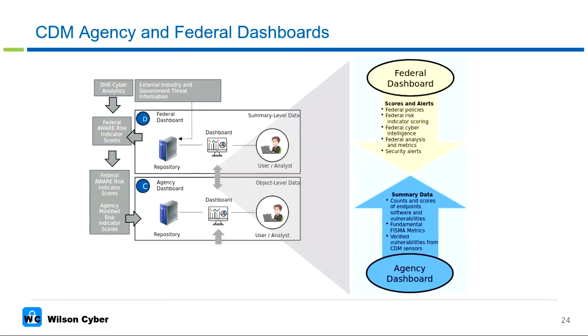The agency dashboard has summary data, counts and scores of endpoints, software, and vulnerabilities at the agency level. Fundamental FISMA metrics, basically stating that the policies that are pushed down, and therefore the data collected back, map to the FISMA metrics, and these FISMA metrics are applied through the CDM capabilities of what's on the network, who's on the network, what's happening on the network, etc. So you'll see that those capabilities map to the NIST Risk Management Framework, the NIST Cybersecurity Framework, as well as NIST 800-53, which is the basis of FISMA. We have verified vulnerabilities from CDM sensors.